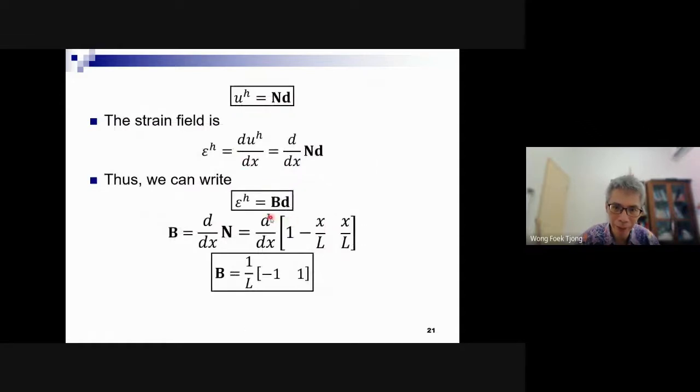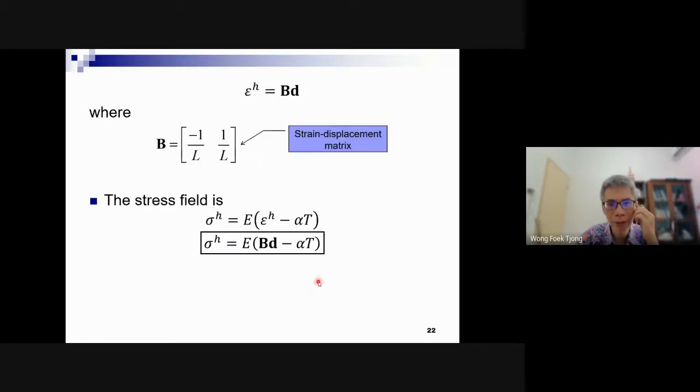Then the derivative of this one is minus 1 over L, right? 1 over L. The derivative of this is 1 over L. So I can take the 1 over L outside the matrix, so it becomes like this. This is called the strain displacement matrix. So we can write the strain like this, B D.